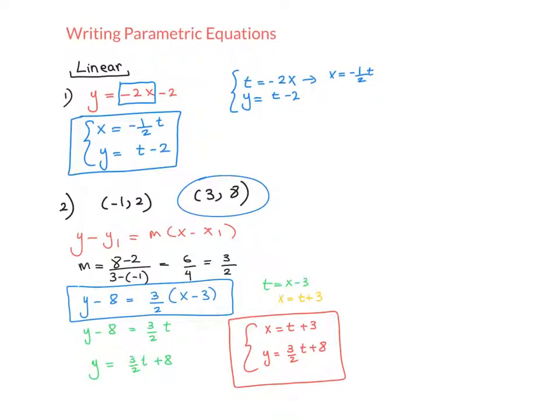So we just did two different examples of writing linear equations in parametric form. The first one was an equation that was given to us. For the second, we were given 2 points and we wrote the point slope form, and then we changed that to a parametric equation. Now let's move on to a different type of parametric equations. Now we're going to be parametrizing quadratics.